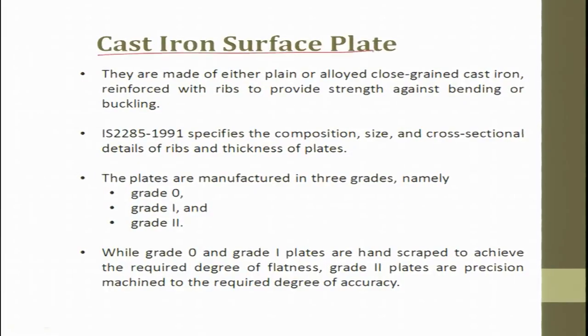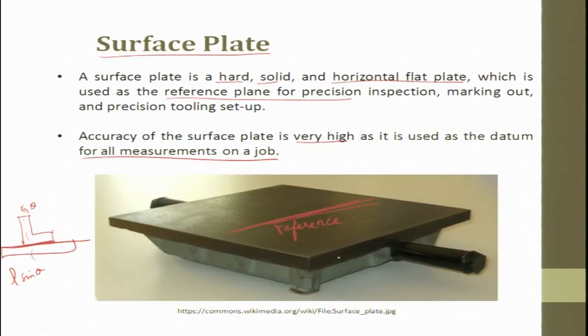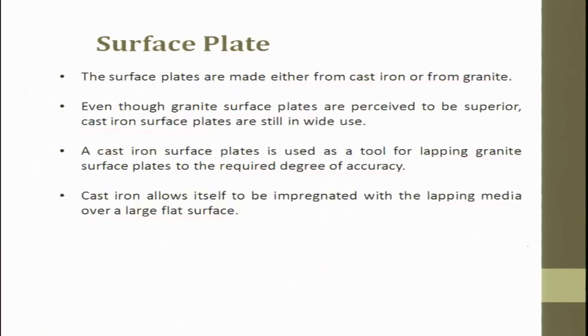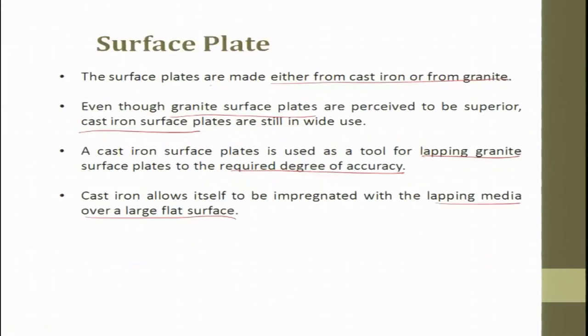So, when we talk about cast iron surface plates, they are made of either plain or alloyed close grained cast iron reinforced with ribs to provide strength. So, where are the ribs? If you look at it, this is a very heavy plate. On the bottom side of it, you see this is cast iron, and on the bottom side you will see ribs. These ribs add strength and provide protection against bending and buckling, because this is a very small surface plate.